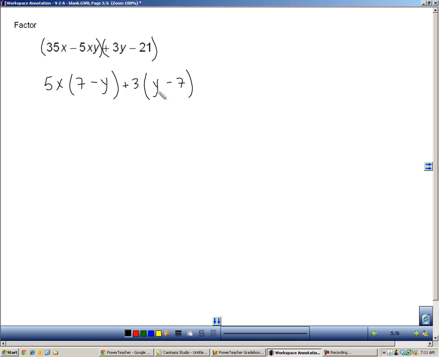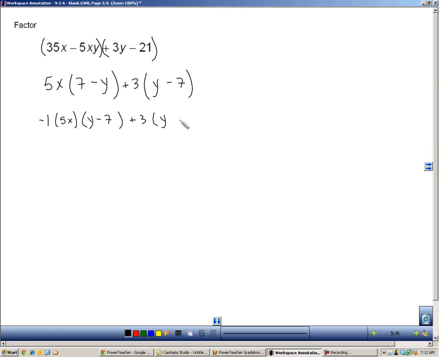But if you notice, they're very close. In the first one, the y is negative. In the second one, the y is positive. In the first one, the 7 is positive, and in the second one, it's negative. So they're off by a factor of 1. So watch what I'm going to do. I'm going to take a negative 1, and I'm going to pull a negative 1 out of this first one. I'm going to take an additional factor out. By pulling the negative out, I make the y a positive, and I make the 7 a negative.